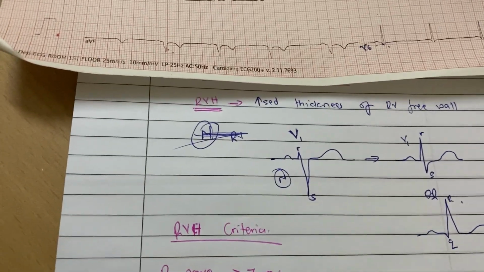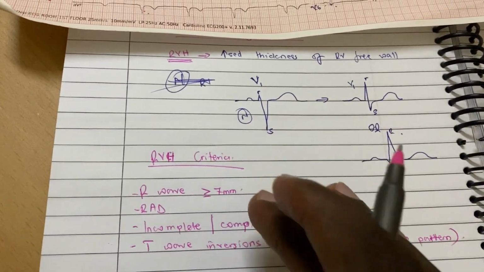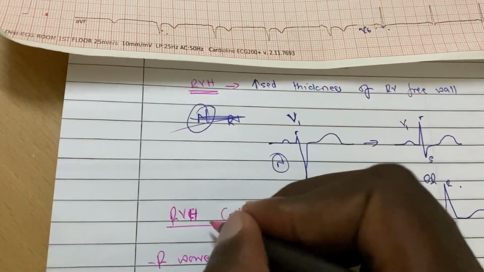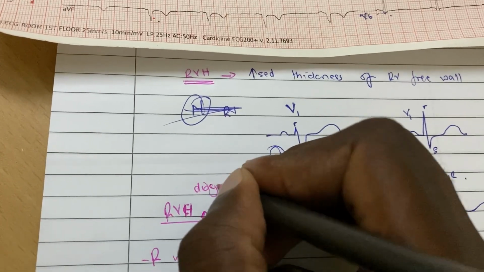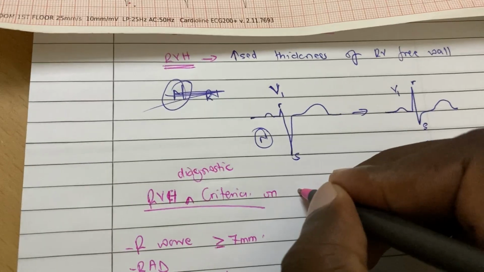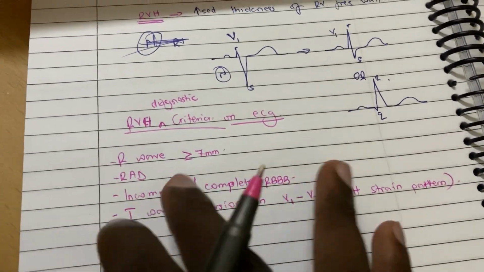So these are the criteria for the diagnosis of RVH. RVH diagnostic criteria on ECG. These ones, you need these ones at least.